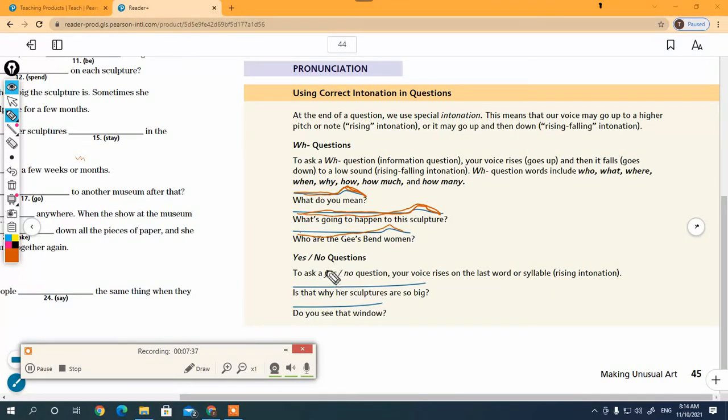Okay, so when you have a yes or no question, it's going to be different. It just goes all the way up. It continues to go up. Listen to this question. Is that why her sculptures are so big? It just keeps getting higher and higher. And is that why they're so big?